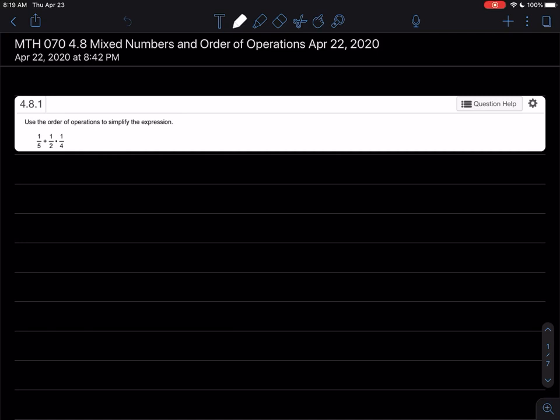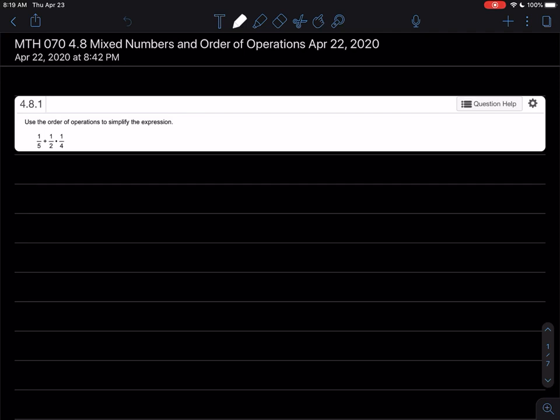Good morning. Looking at the last section of chapter 4 today. This is 4.8. We're going to look at working with mixed numbers and order of operations. So kind of a combination of most of the things that we've studied this semester.